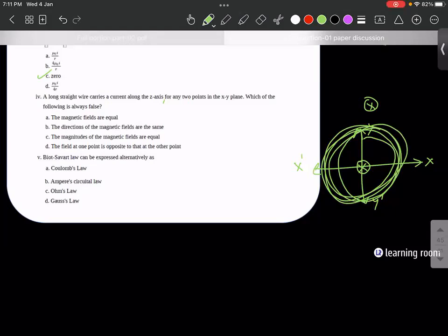Sir, but at a point we take the tangent, right? No need. Why do you want to take a tangent and all those things? Here you're not drawing the field lines or anything. You're just saying the direction. The direction, your right-hand thumb rule says it's the same.